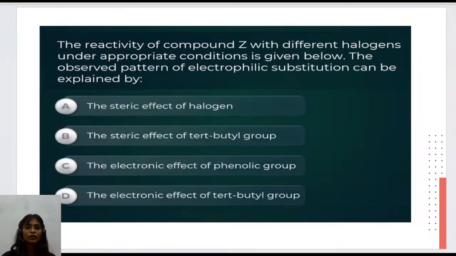So let's go with the options. These are the options. What is the reason? Is it the steric effect of halogen we have to consider, the steric effect of the tertiary butyl, the electronic effect of the phenolic group, or the electronic effect of the tertiary group? More than one option can be correct as well, so it's an MSQ type question. Now answer the question, please. Take your time, and then answer the question properly.